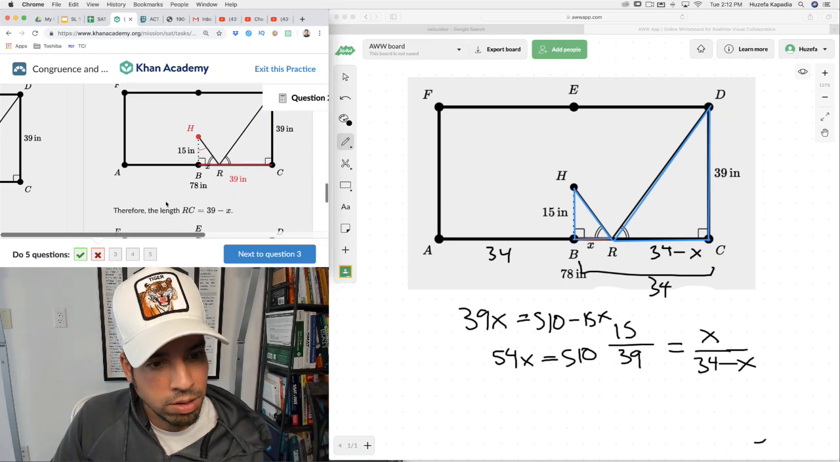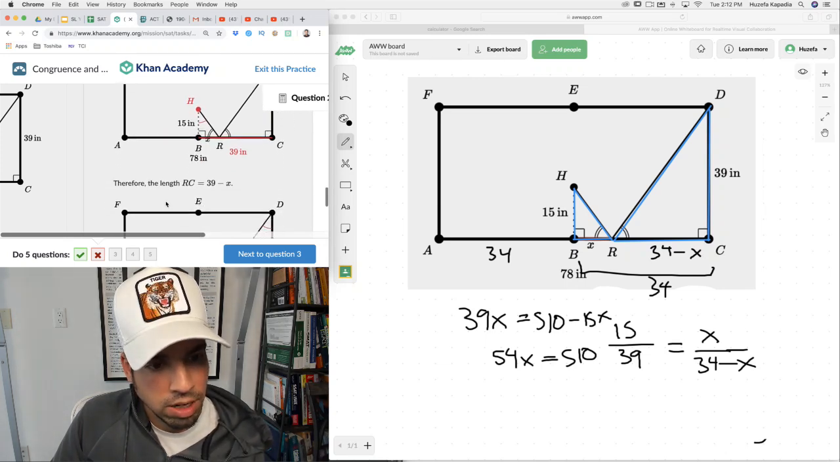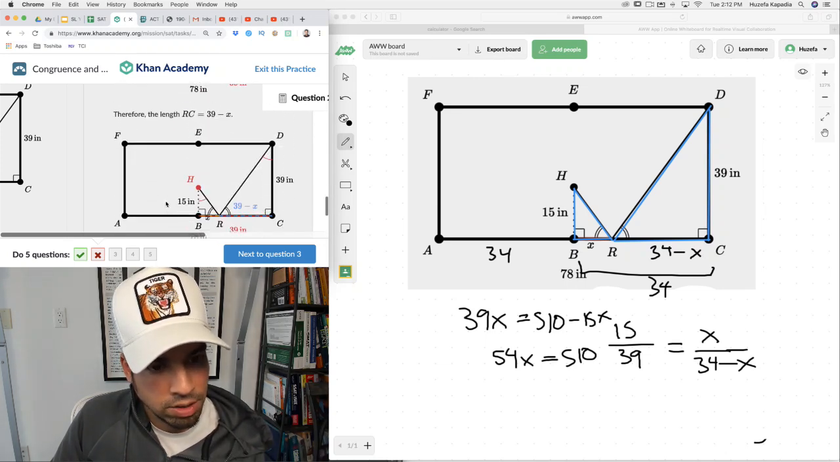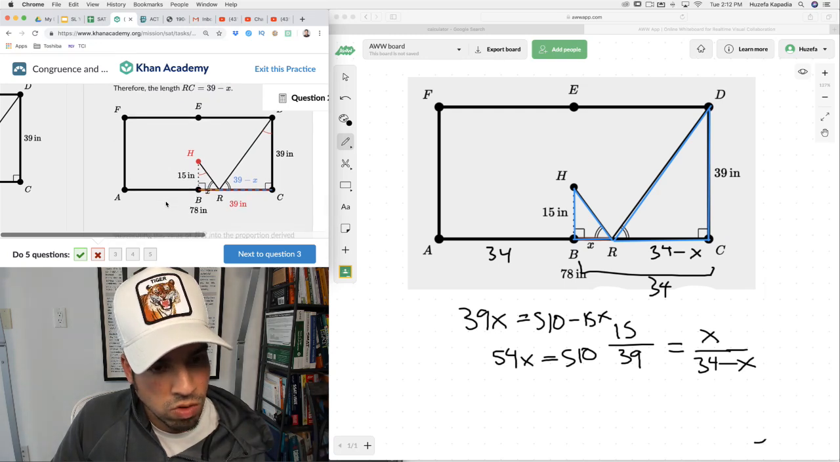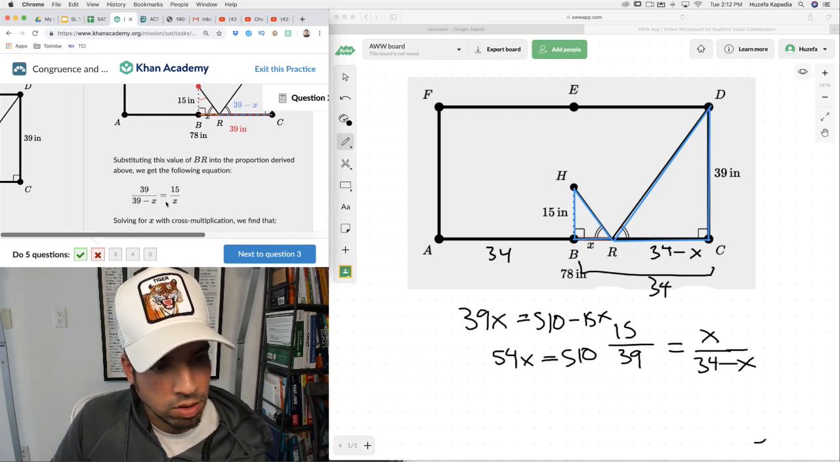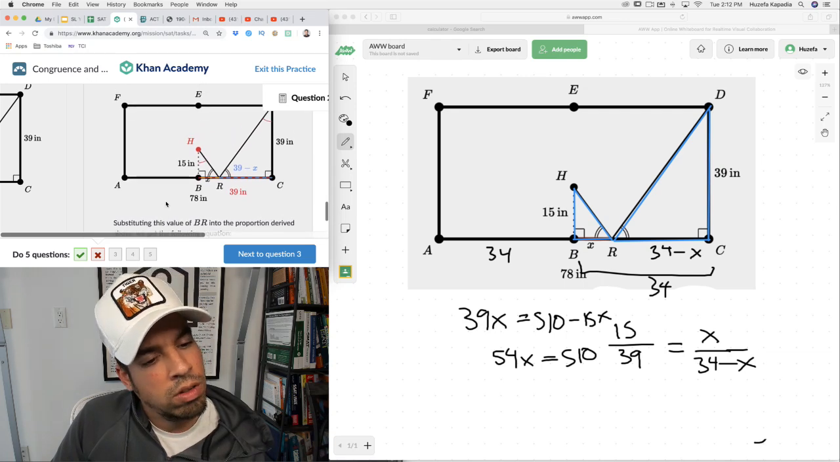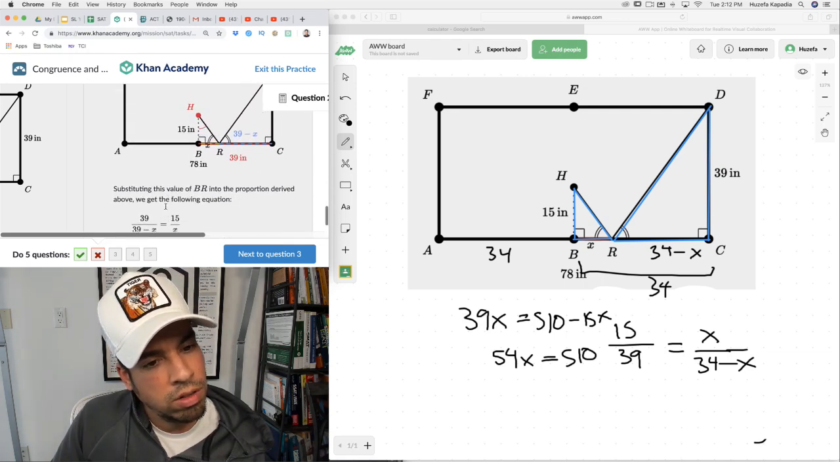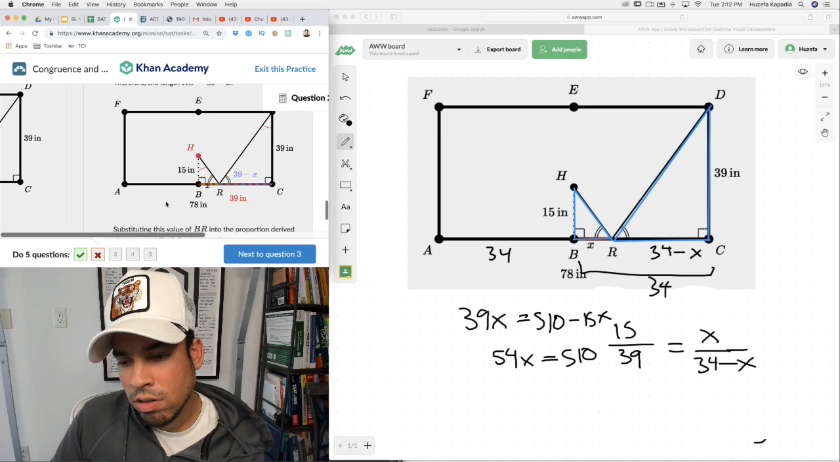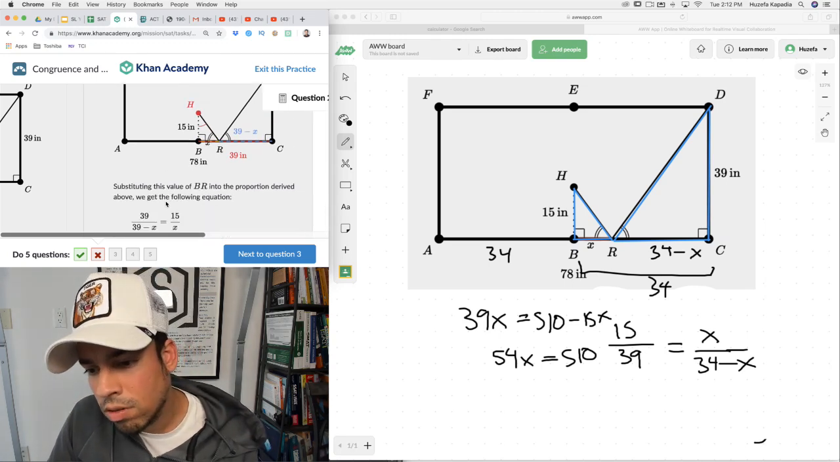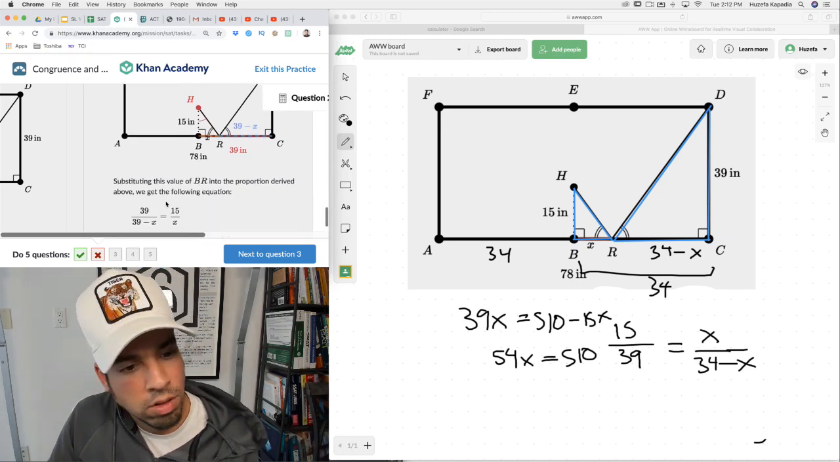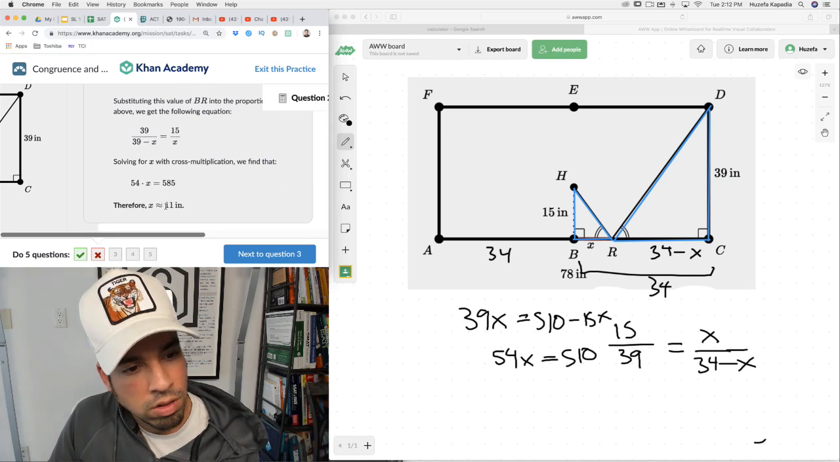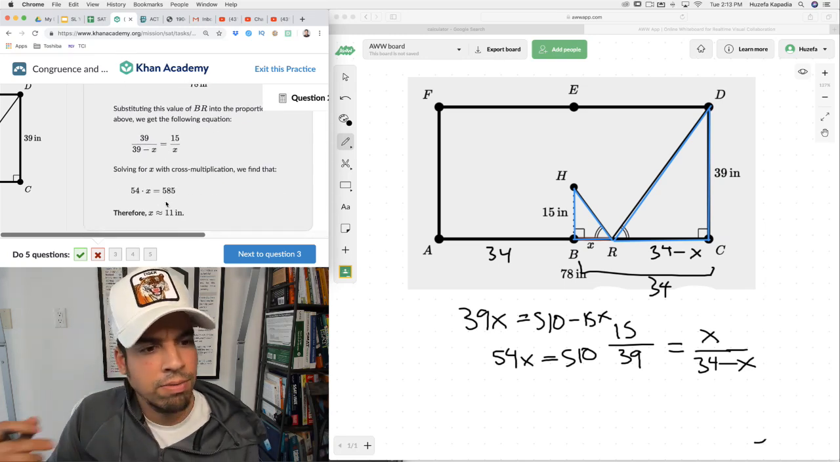Hold on, let me see the values they put in. That whole thing is 39, right? That thing is 39 minus X. And then it's, how do they do 30? Did I? 585.